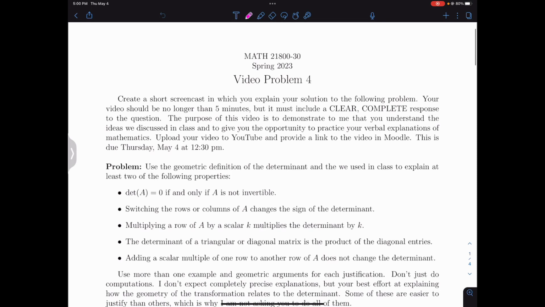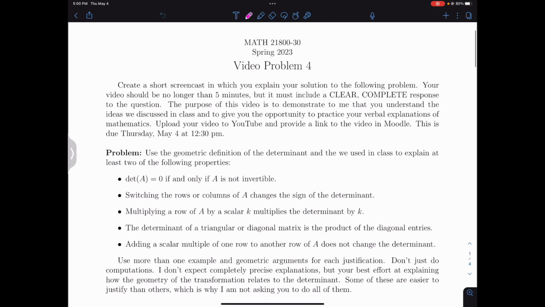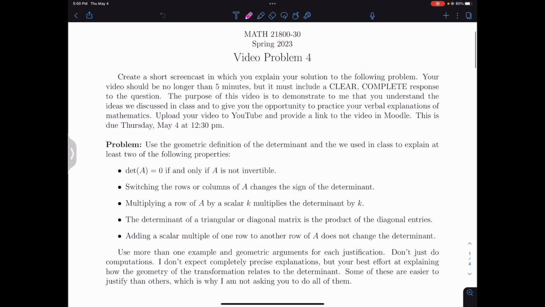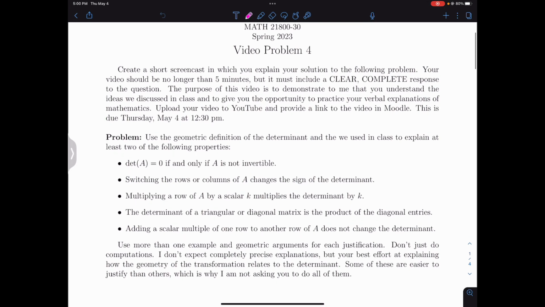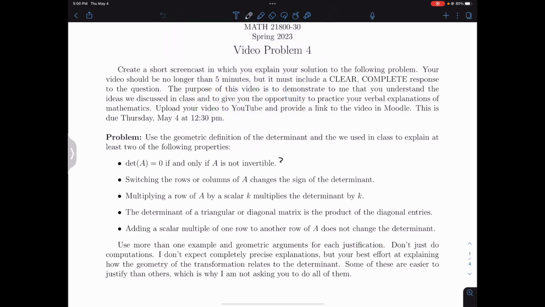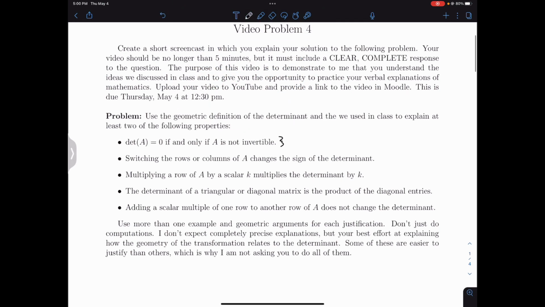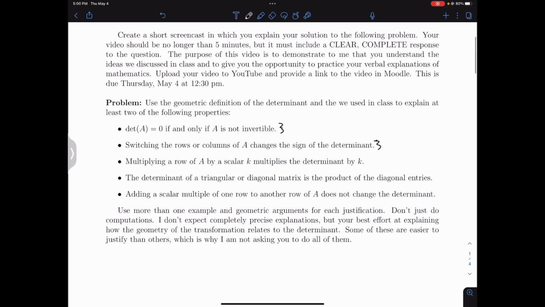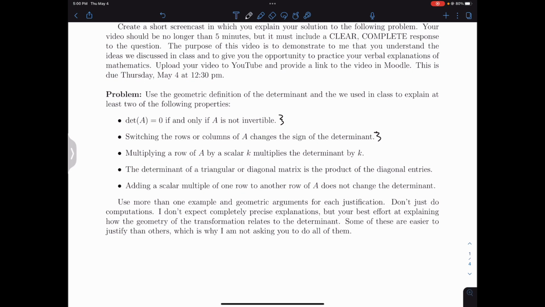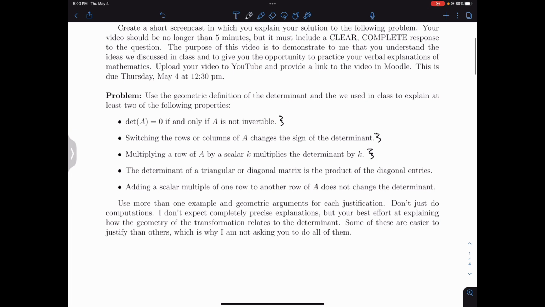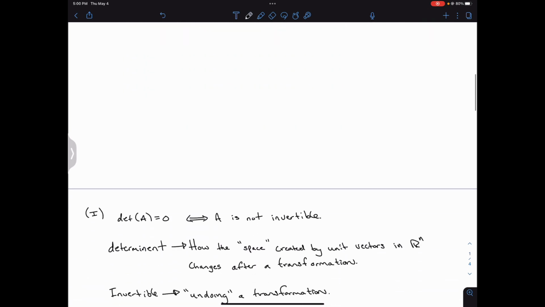All right, back at it with video problem number 4. This week's video problem, we are asked to describe or explain at least two of the following properties. The properties that I'm going to explain are, the first one, why the determinant is 0 if and only if A is not invertible. We are also going to talk about number 2, and we are also going to talk about number 3.